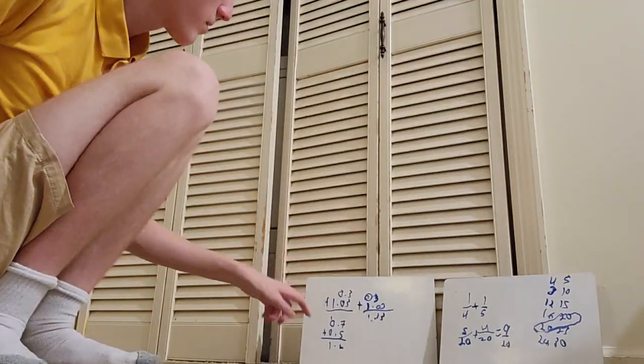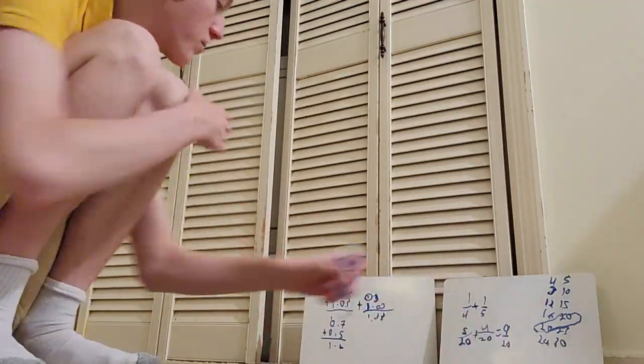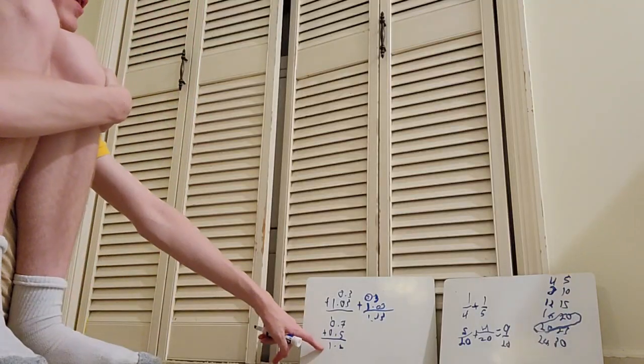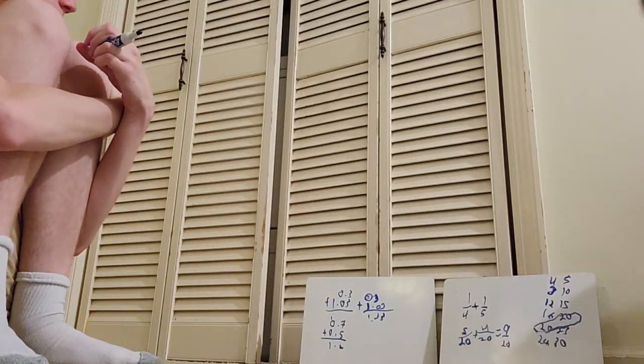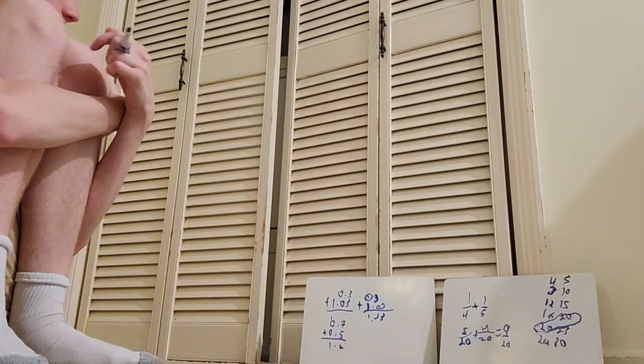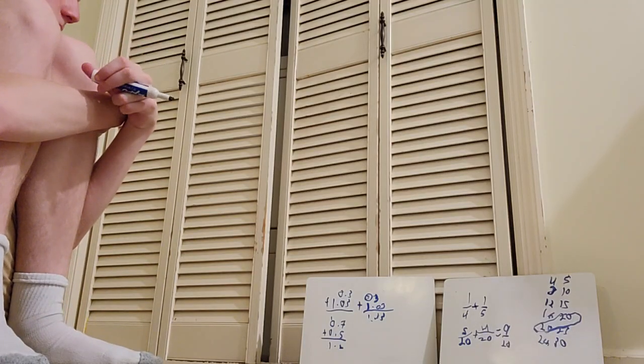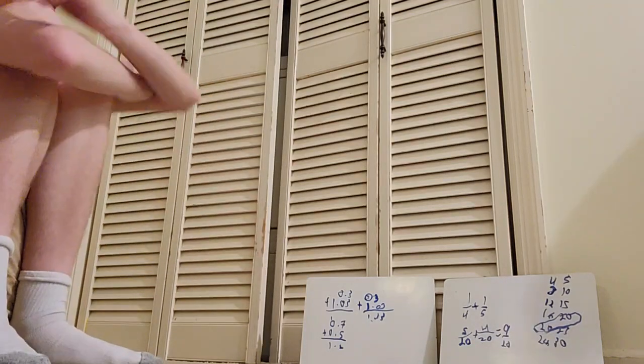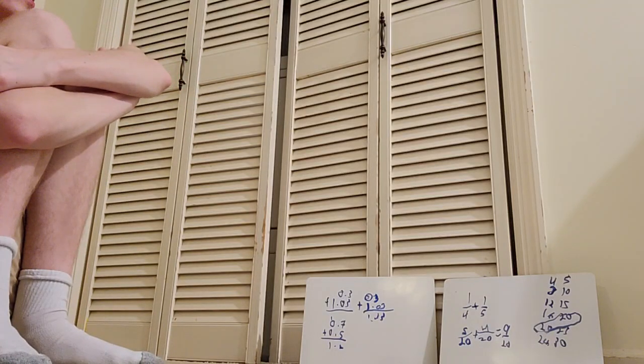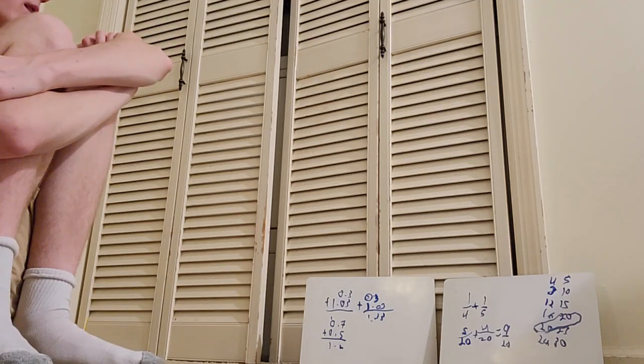So you said 0.7 plus 0.5. Now, what number is that? What did you write down? 1.2. That is exactly right. Why is it not 0.12? Because 7 plus 5 is 12, and then you carry the 1, and then you have to put the decimal, so it's 1.2. Good job.